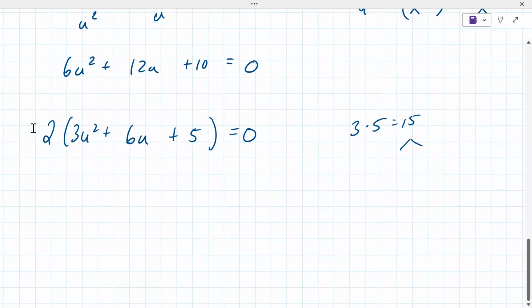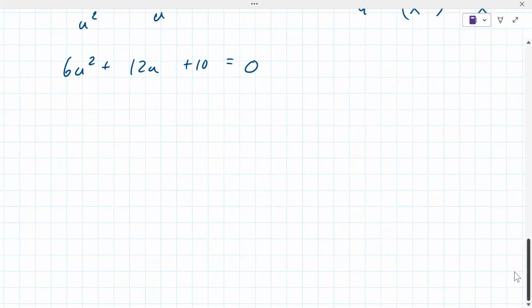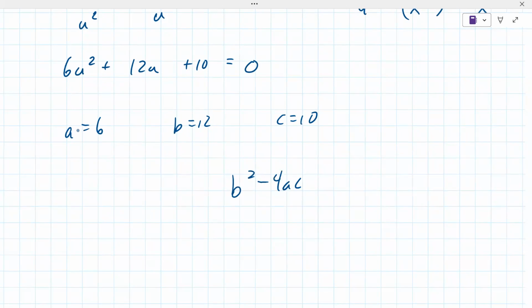Well, so let's go back to this line then, and proceed from here. A is 6, B is 12, and C is 10. And so let's first check B squared minus 4AC. The reason we're checking that is because maybe there are no solutions. And that is the case here.